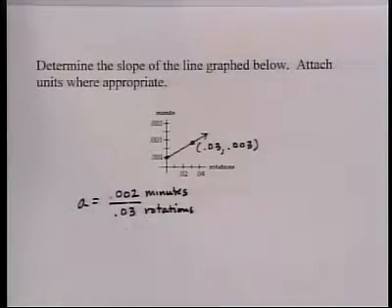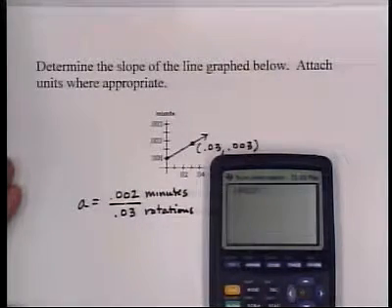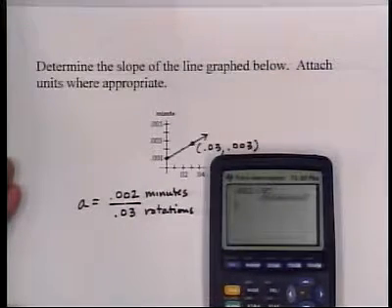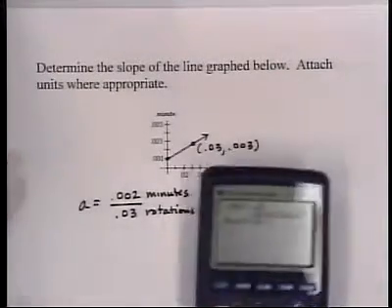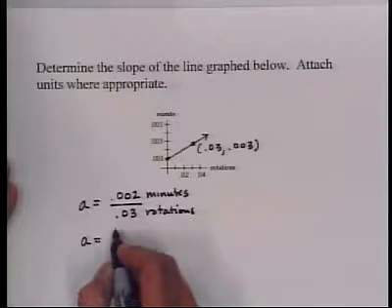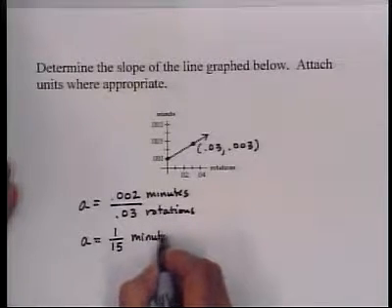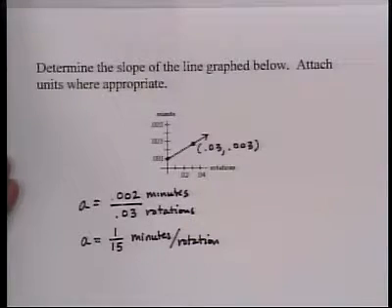Now dividing those two numbers on a calculator, 0.002 divided by 0.03, we end up with 0.0666667. Remember, you can change that to a fraction with the use of a calculator. 1/15 is a little more convenient to write. Let's say that our slope is 1/15 minutes per rotation. Kind of an unusual set of units for that one.